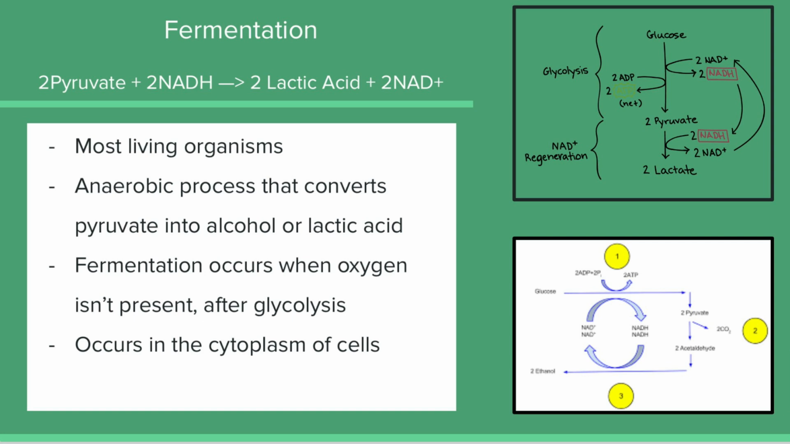Fermentation is an anaerobic process that most living organisms perform, converting pyruvate into alcohol or lactic acid. This process begins in the cytoplasm of cells after glycolysis if oxygen isn't present. In glycolysis, one glucose molecule is broken down into two pyruvate molecules. In alcoholic fermentation, this pyruvate is converted into ethanol and carbon dioxide. In lactic acid fermentation, the pyruvate is converted into lactic acid. During these conversions, the NAD+ molecule is regenerated.